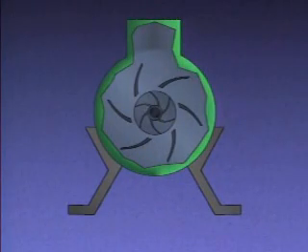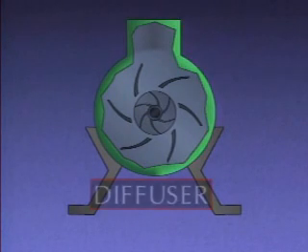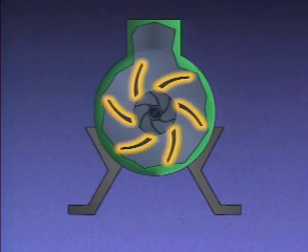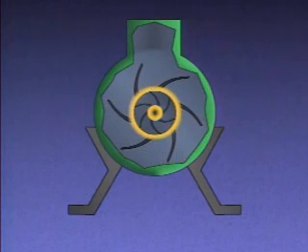Now, some centrifugal pumps are equipped with a component that accomplishes the same speed-to-pressure conversion as a volute, but minimizes radial thrust. It's called a diffuser. A diffuser consists of a series of stationary vanes that surround the impeller.